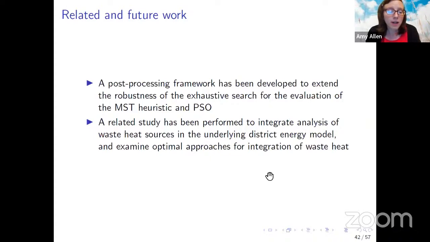And ongoing work has considered the integration of waste heat sources, which can further improve the energy efficiency and cost effectiveness of 5G DHC systems. And a post-processing framework has been developed to extend the robustness of the exhaustive search by considering a wider range of hyperparameter values in the lifecycle cost function, and to further affirm the validation of the minimal spanning tree heuristic and particle swarm optimization.